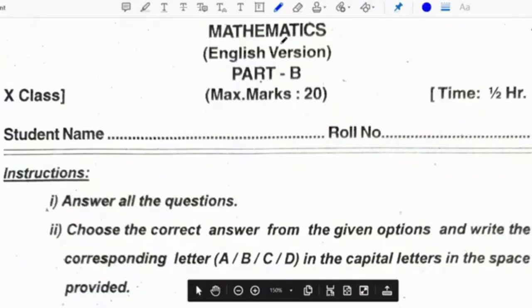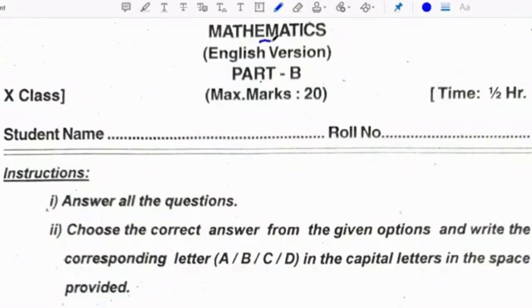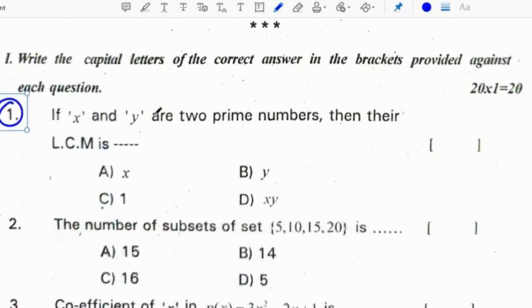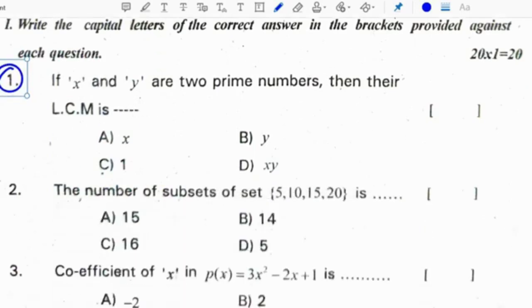Hello friends, in this video we are going to discuss Mathematics Paper B of the Rangareddy district pre-final question papers. These are really helpful for our board exam preparation, students. So let us discuss the first question. If x and y are two prime numbers, then their LCM is. The LCM of any two prime numbers will be the product of the numbers. So x into y is the correct answer. Just multiply the numbers x and y. So the correct option for the first question is D.